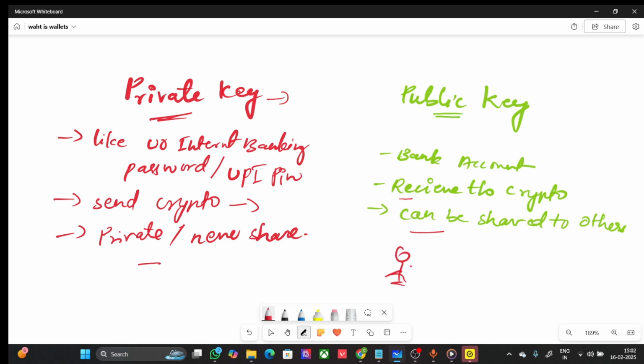Suppose there is your friend X, and he wants to send you some money in terms of cryptocurrency. So you will be sharing your public key with him. He will be sending that cryptocurrency to your public key, through your public key.